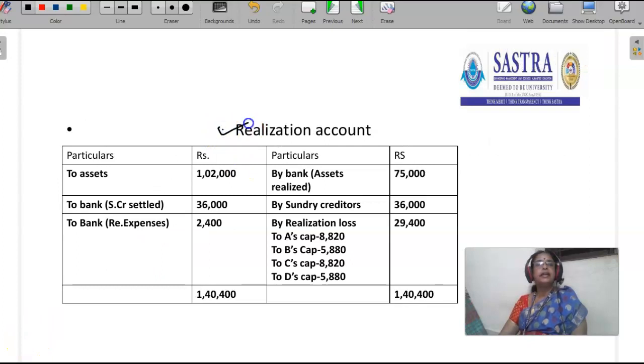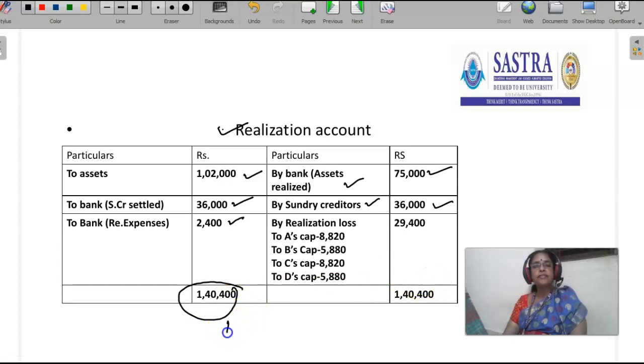This is realization account. First we have to transfer the assets, that is 1,02,000. Second we have to transfer the liabilities, sundry creditors, 36,000. Then third step we have to realize the assets. The assets are realized at 75,000. Then sundry creditors are settled at rupees 36,000. Realization expenses that is given in the problem, that is 2,400. So the debit side of the realization account is 1,40,400.